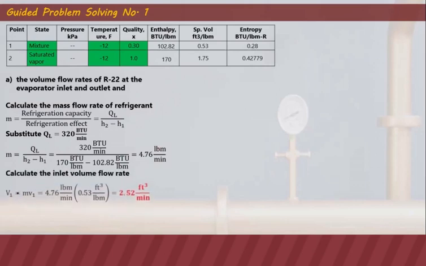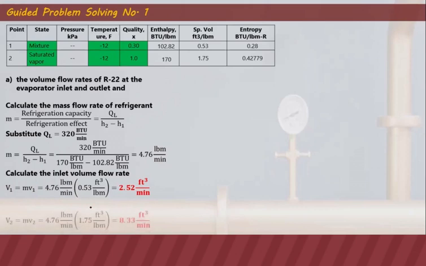For the inlet volume flow rate, we use the formula V1 equals m times v1, where v1 is the specific volume at point 1. From the table, our inlet volume flow rate is 2.52 cubic feet per minute. For the outlet volume flow rate, that is the mass flow rate times the outlet specific volume. So we have 8.33 cubic feet per minute.